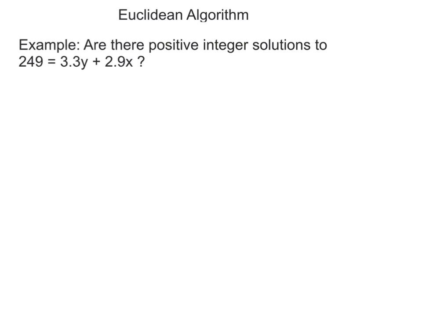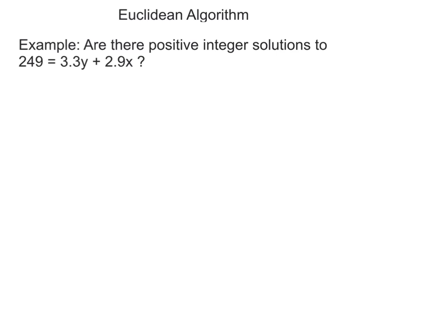So our next example is the problem: are there positive integer solutions to the equation 249 = 3.3y + 2.9x? The interesting thing about this equation is it's one equation and two unknowns. So as it is, we can't do this because we don't solve two unknowns with one equation. However, if we can convert this to an equation with integers, we can work this.